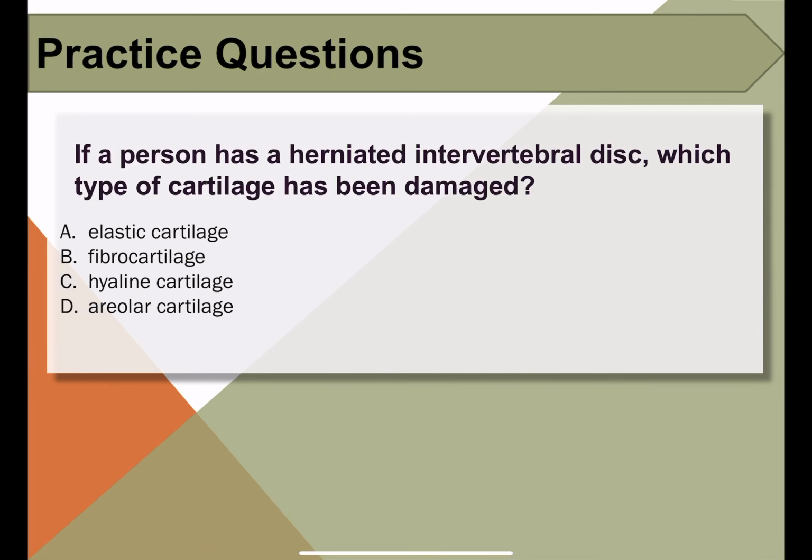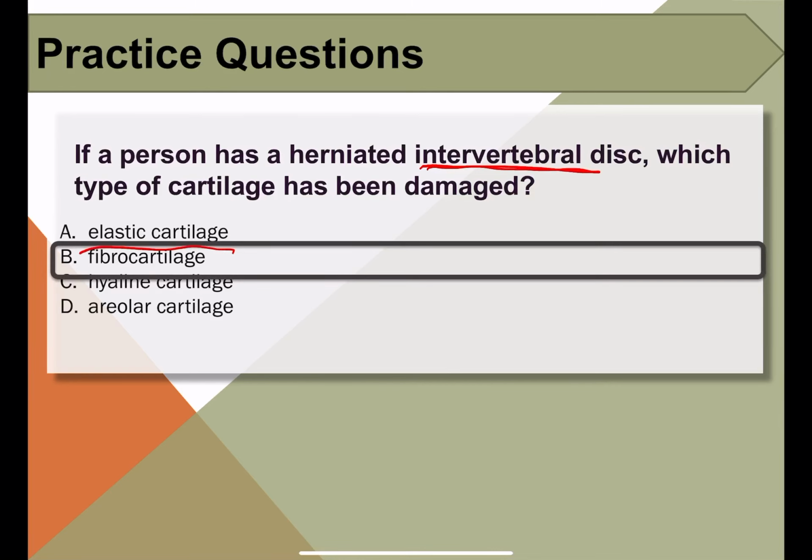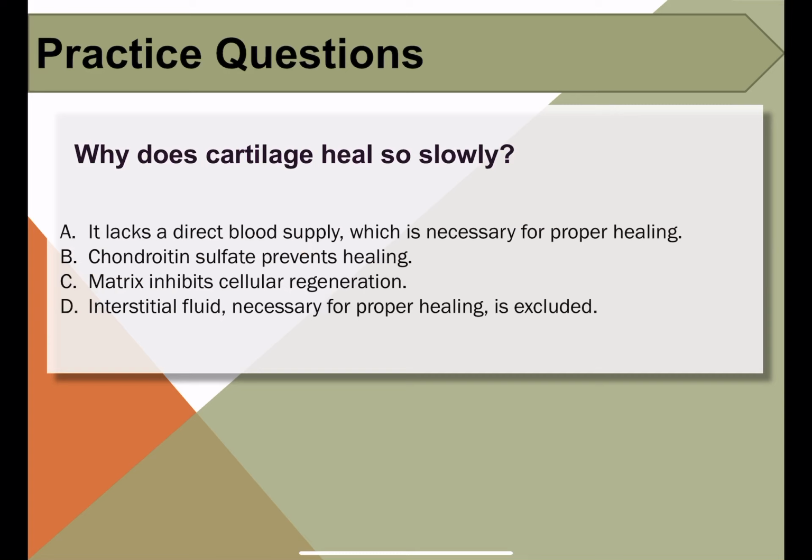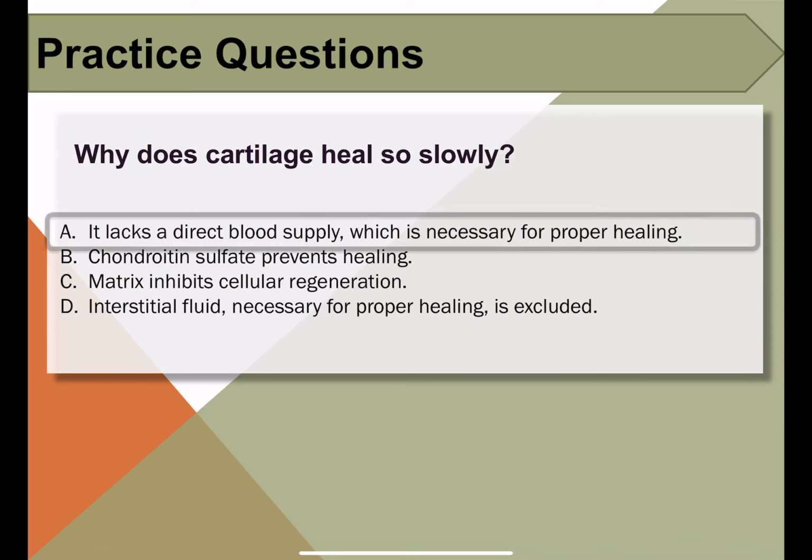If a person has a herniated intervertebral disc, which type of cartilage has been damaged? Intervertebral discs withstand compression, so they need to be strong. So fibrocartilage, the toughest of the 3 types of cartilage. Why does cartilage heal so slowly? Because it doesn't have a blood supply. It is avascular, and blood supply is what's necessary for proper wound healing.